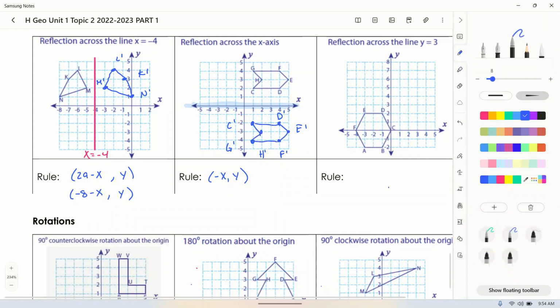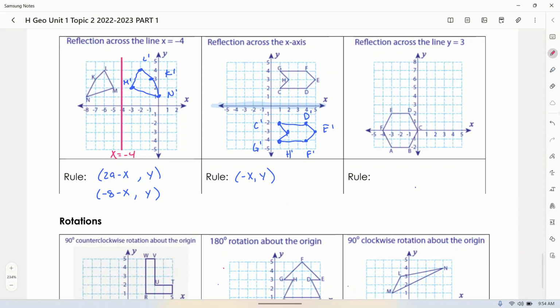Okay. Now we're going to go across the line y equals 3. So let me go ahead and draw that for us. Where is y equals 3? There it is.